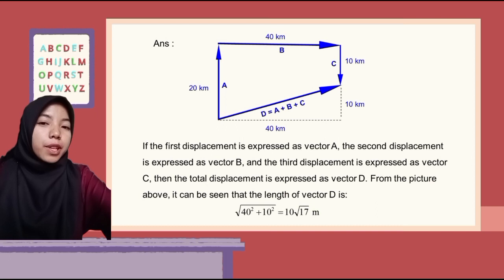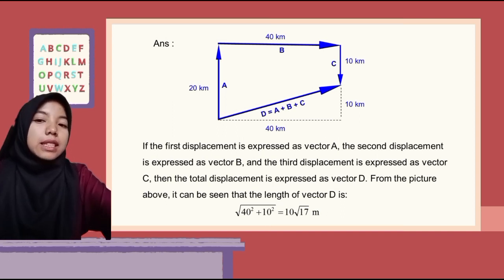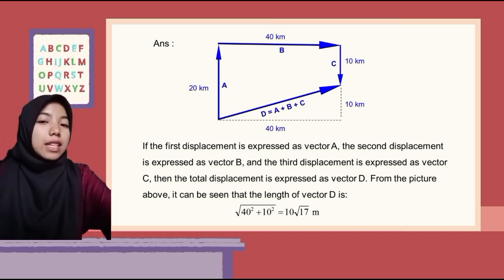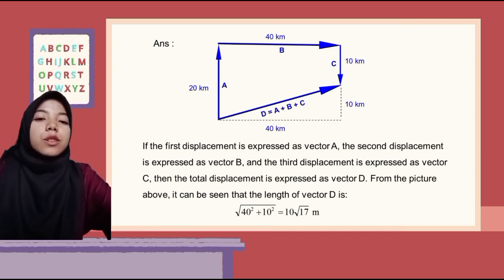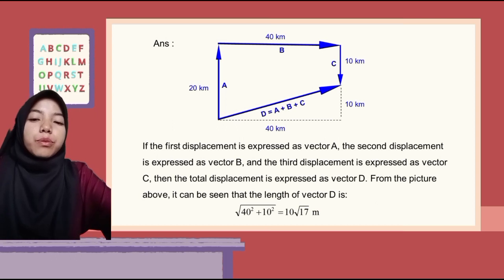If the first displacement is expressed as vector A, the second displacement as vector B, and the third displacement as vector C, then the total displacement is expressed as vector T. From the pictures above, it can be seen that the length of the vector D is the square root of 14 squared plus 20 squared, which equals 2 times the square root of 149.